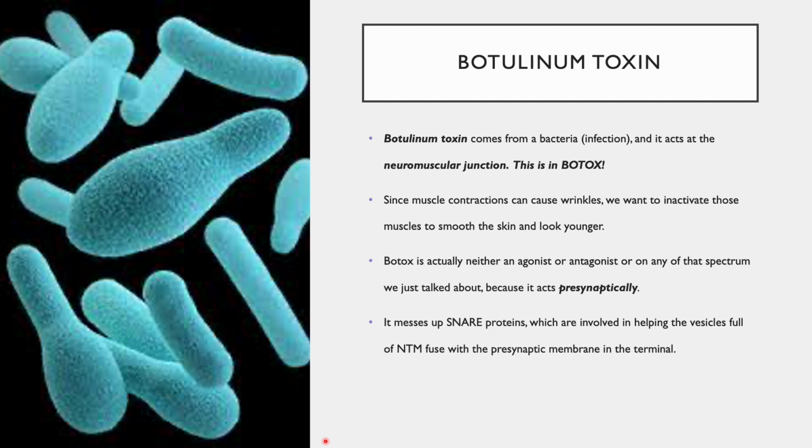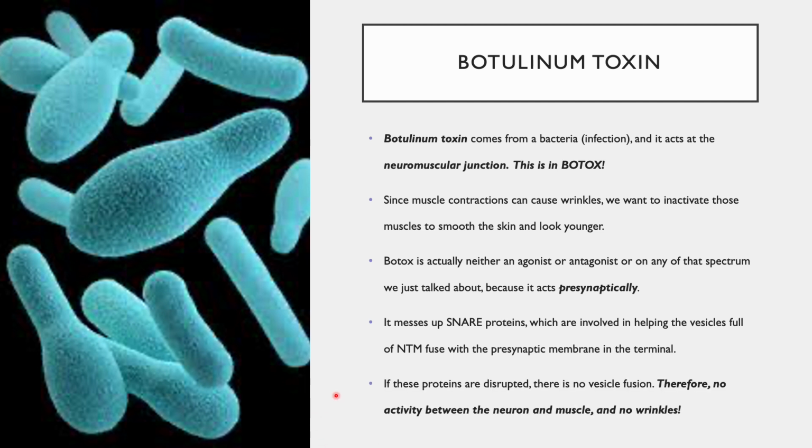So what does this mean exactly? It essentially messes with SNARE proteins. If you remember, I briefly talked about SNARE proteins and the role they play during exocytosis. SNARE proteins are involved in helping synaptic vesicles full of neurotransmitters fuse with the presynaptic membrane in the terminal. And if these proteins are disrupted, there is no vesicle fusion. Thus, the activity between the neuron and muscle can't occur, it's inhibited, and that can prevent wrinkles. So this is how Botox works.